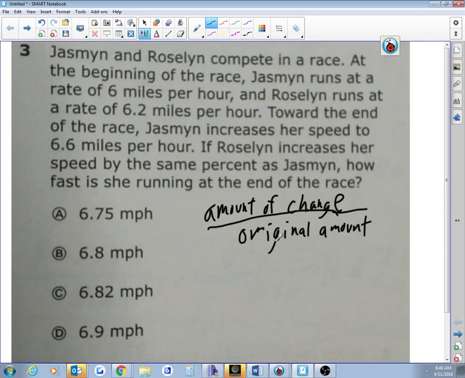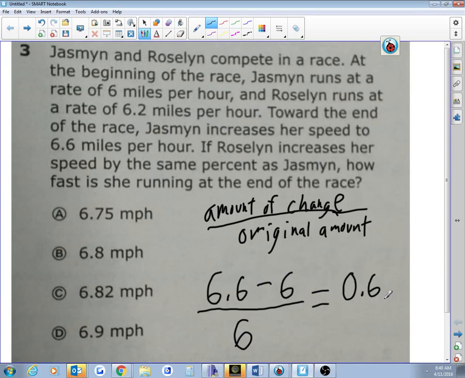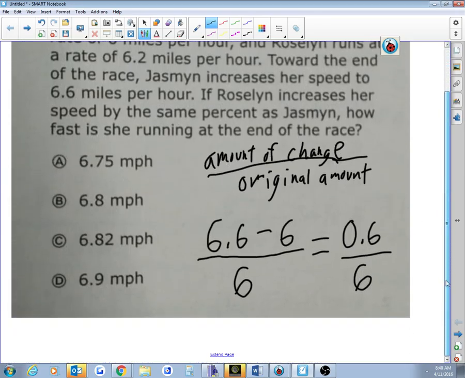So we've got to find out how much Jasmine increased her speed. She went from 6 miles per hour, and then she increased it to 6.6. So we have 6.6 minus 6. That gives us the amount of change, and her original speed was 6 miles per hour. So 6.6 minus 6 gives us 0.6 out of the original speed of 6. That's how much she increased. Now, 0.6 over 6, if we divide top in, bottom out, we get 0.1, which is 10%.